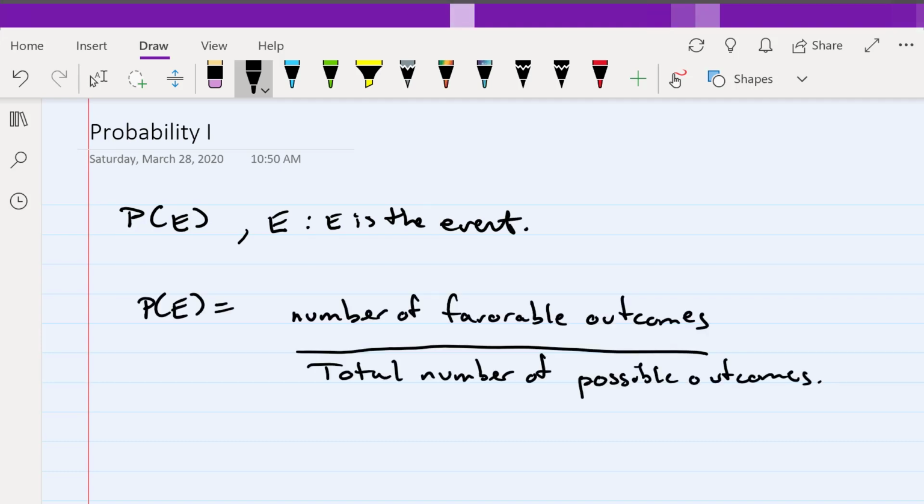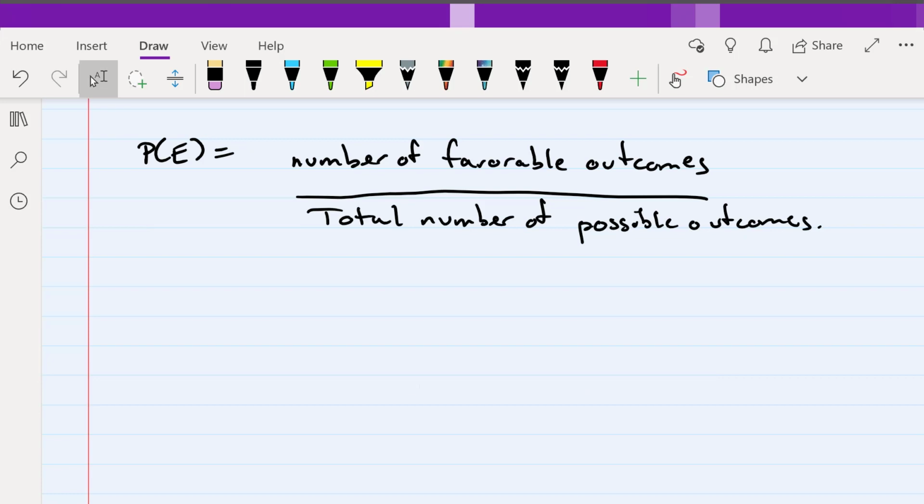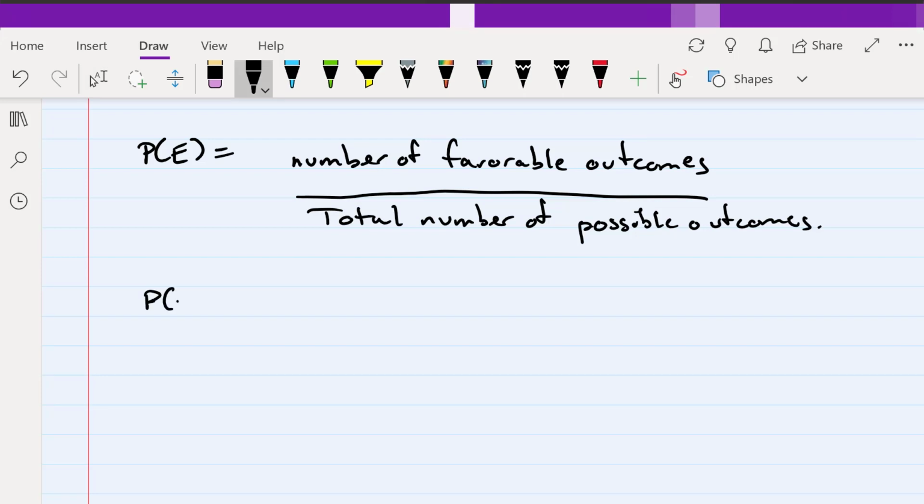So we could define P of E as the number of favorable outcomes divided by the total number of possible outcomes. So, for example, if I have a coin and a coin has heads and tails, and I want to find the probability that I'll get a heads, so P of H is going to be, well, there's only one head, but there's two possible outcomes, right? Heads or tails. So the probability would be 1/2 or 0.5.